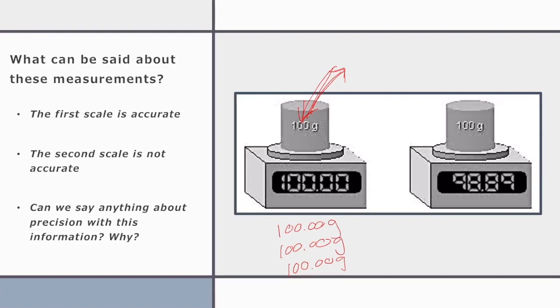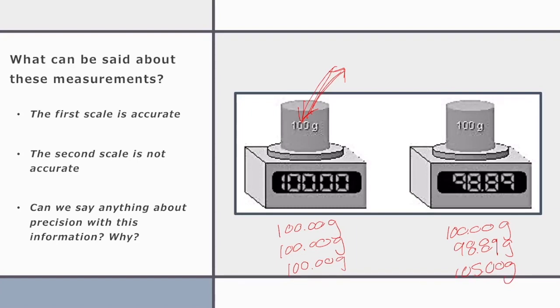But if we got, for this one over here, let's say we got 100 grams the first time we measured it, then we got 98.89 grams, then maybe got 105.00 grams. This would not be a very precise scale. Okay, so we can only say something about precision if we have more than one measurement to look at.